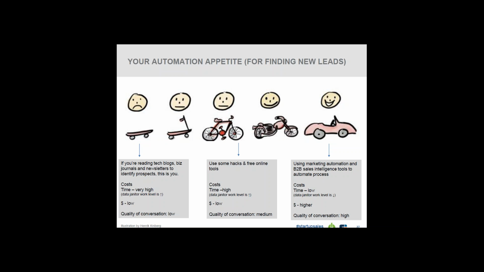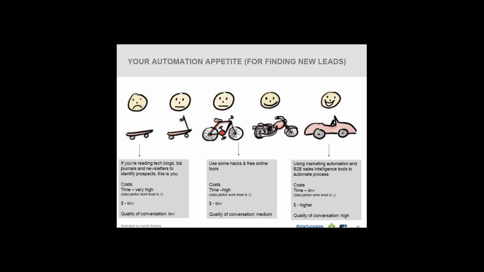Dollar is still low because you're doing it for free, except if you value your time. The quality of conversation probably goes up a little bit because you're actually learning a little bit more about the companies and the startups. And then finally, you have marketing automation using B2B sales intelligence to automate the process.